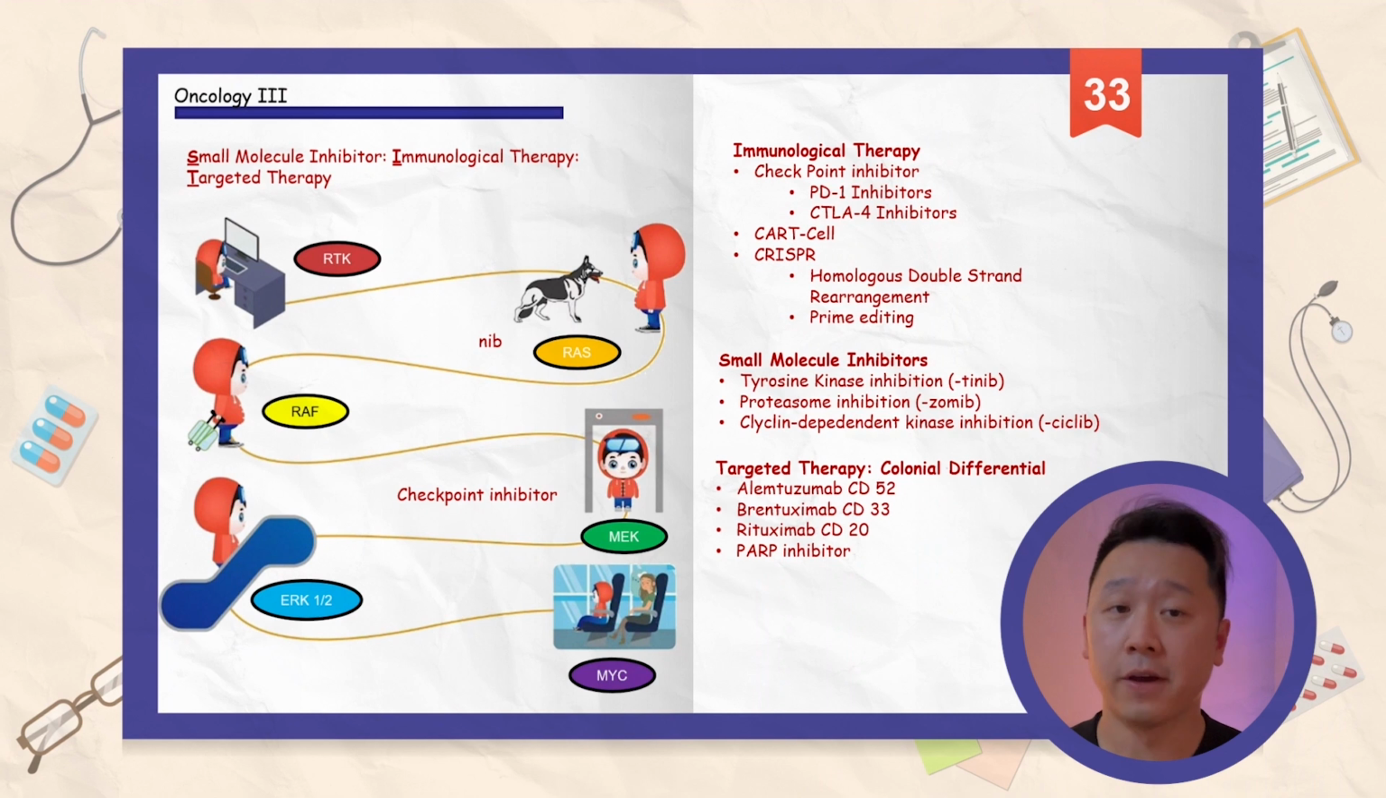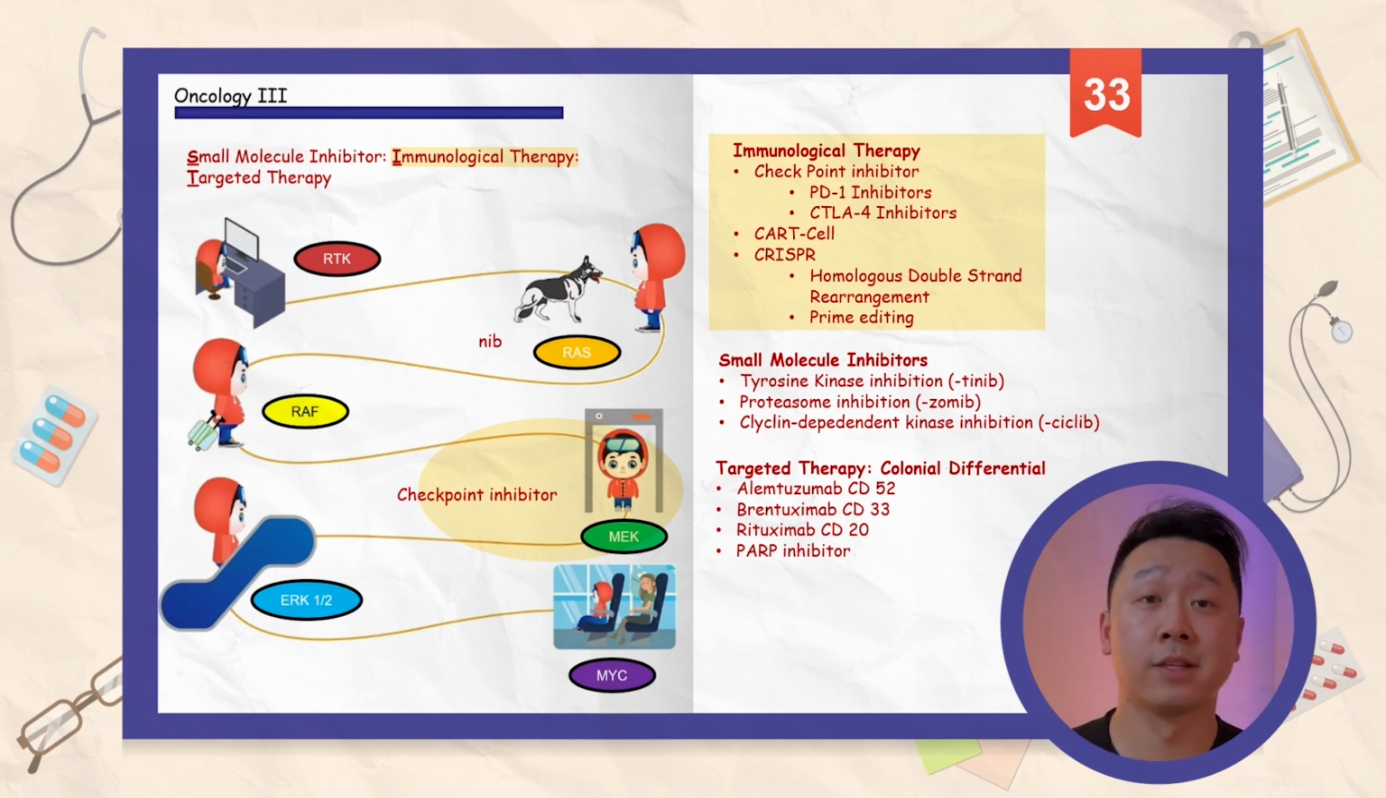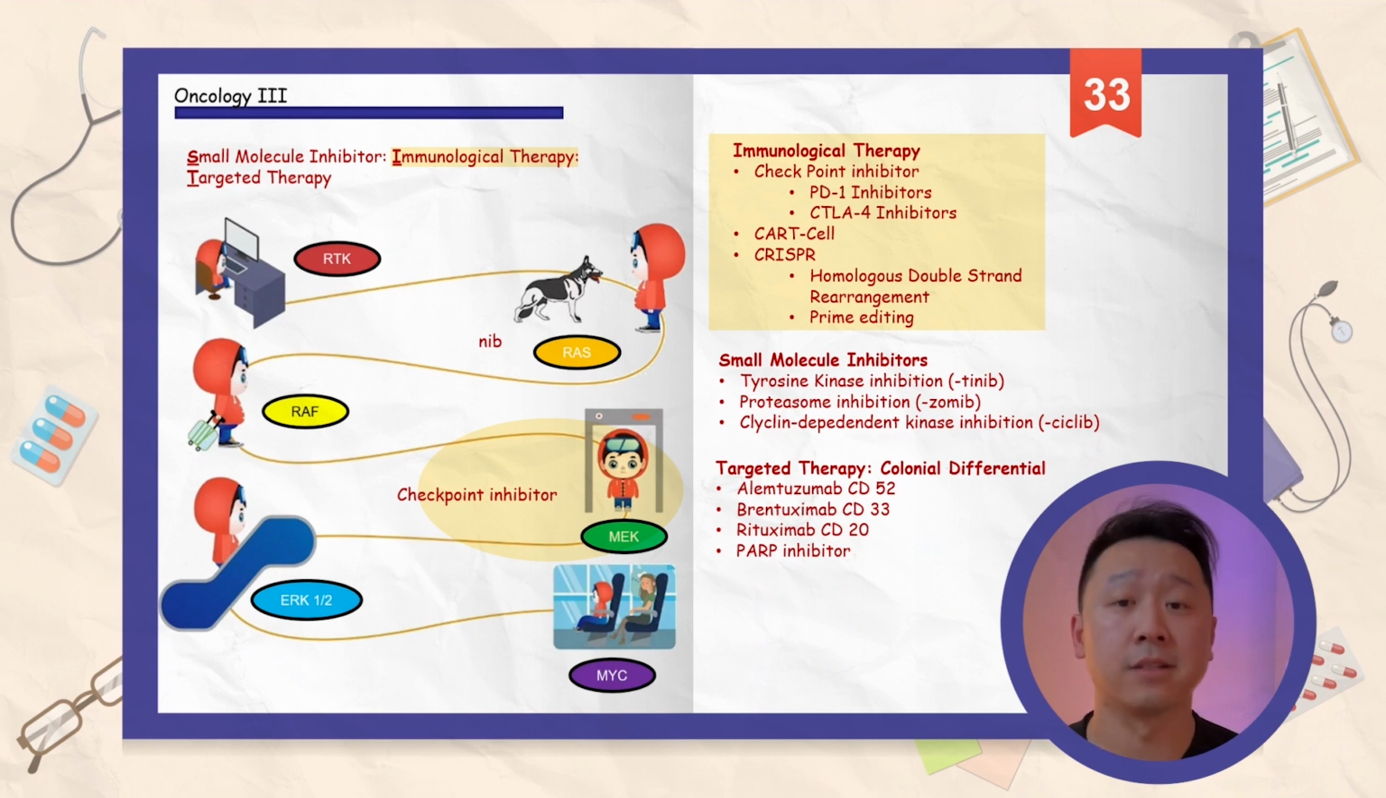If the dog does not find anything, then the kid can progress further into the airport, where he reaches the security checkpoint. If anything malicious is found on our kid, he'll be stopped from proceeding further into the airport. So the security checkpoint can be seen as a checkpoint in the cell cycle, such as C standing for CTLA4, and then P standing for PD1. Checkpoint inhibition allows the immune system to activate. Other forms within this class of immunological therapy consist of CAR T cells as well as CRISPR-Cas9.